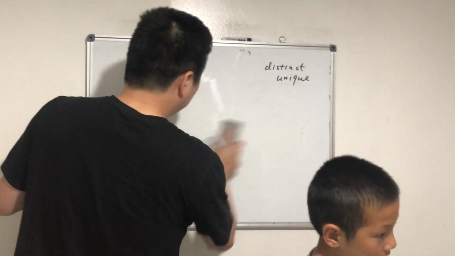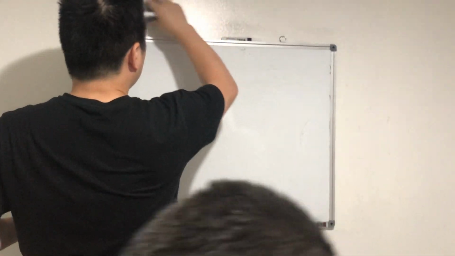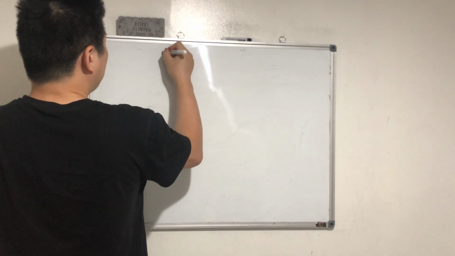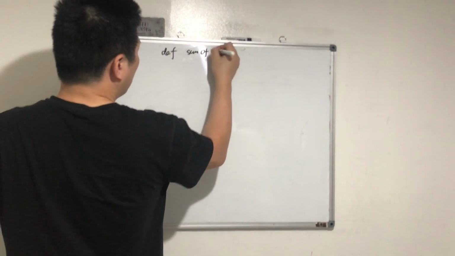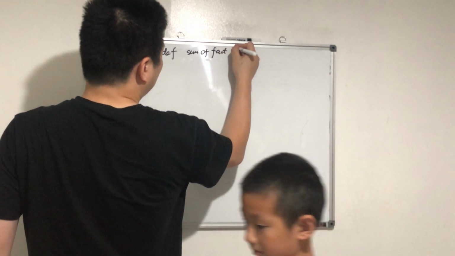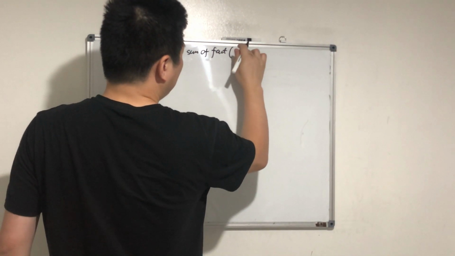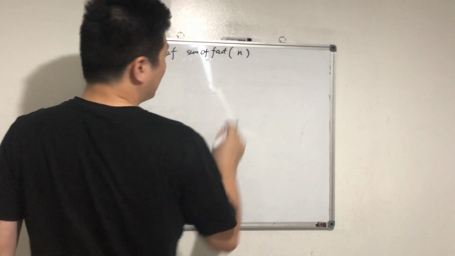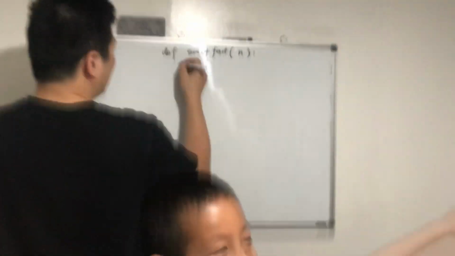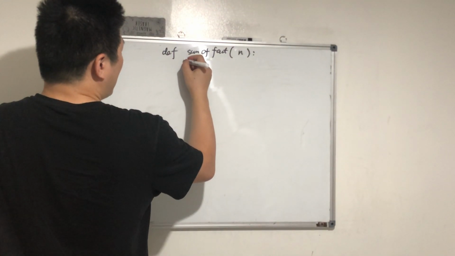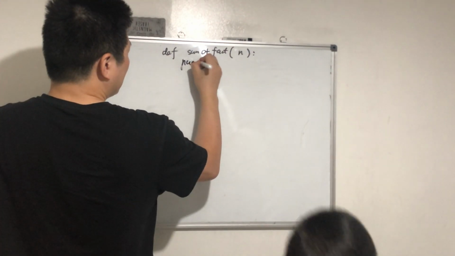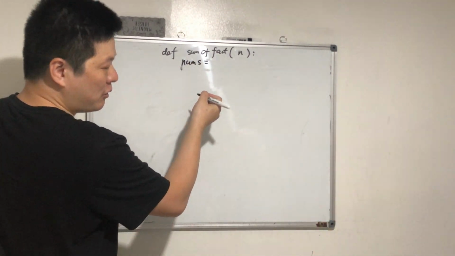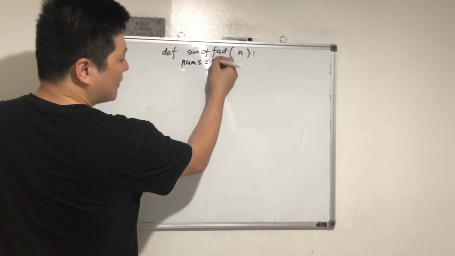Let's do this. Let's define sum of factorial number. Let's put the factorials in nums. At the beginning, what does it equal? The numbers.